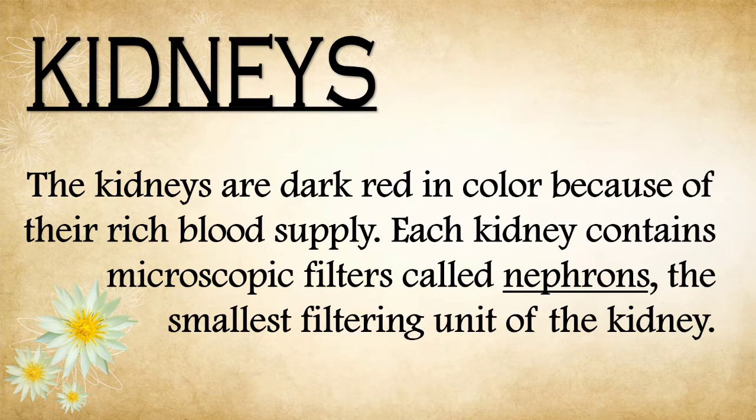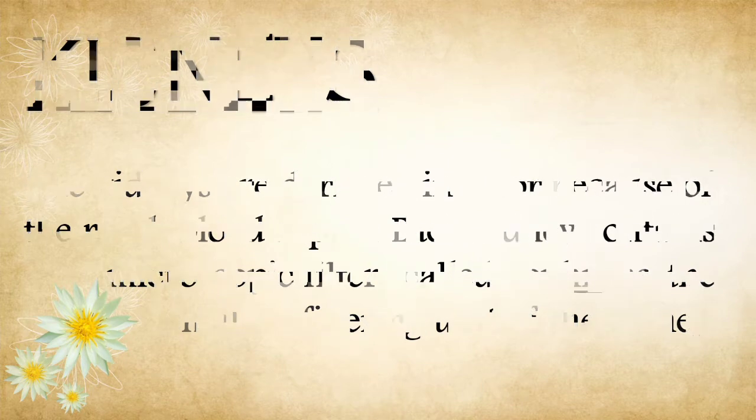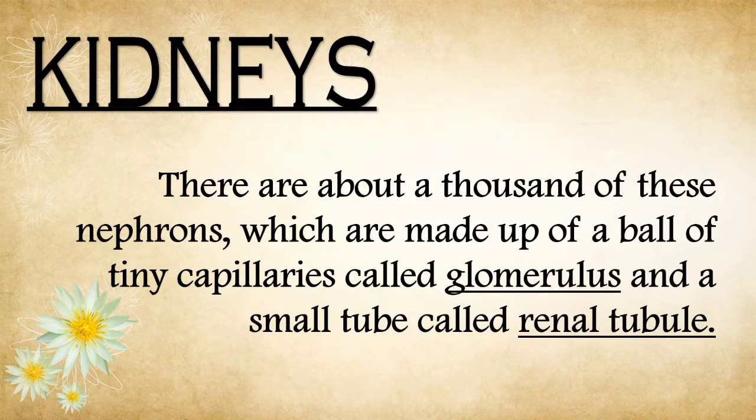Each kidney contains microscopic filters called nephrons, the smallest filtering unit of the kidney. There are about 1,000 of these nephrons, made up of a ball of tiny capillaries called glomerulus and a small tube called renal tubule.